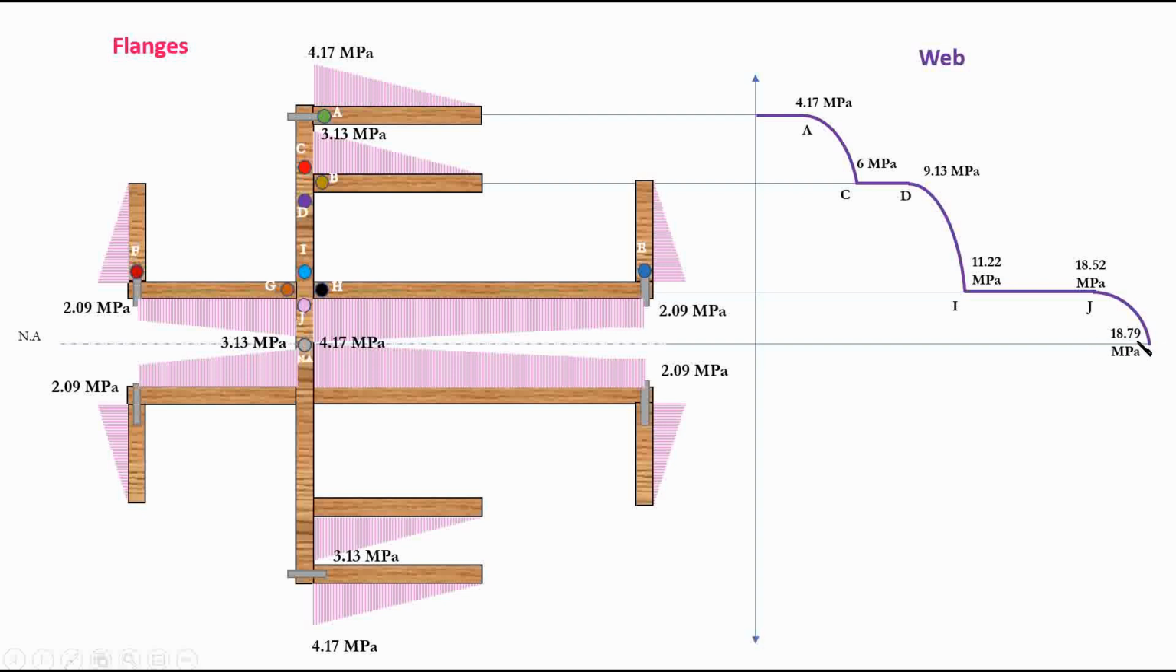18.79 is the shear stress value we found for the neutral axis, and we just simulate the same distribution symmetrically to the bottom portion, starting from the neutral axis to this point, which you could call A prime. So this is how we represent the shear stress distribution for the flange and the web of a cross section.